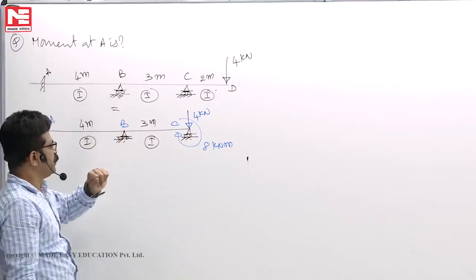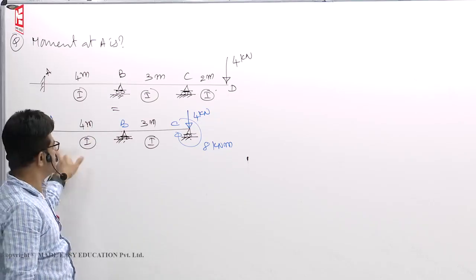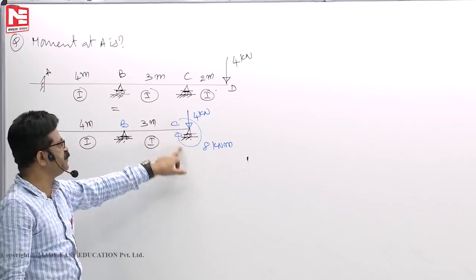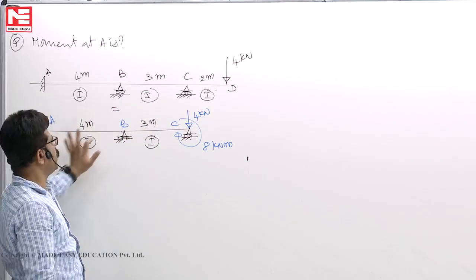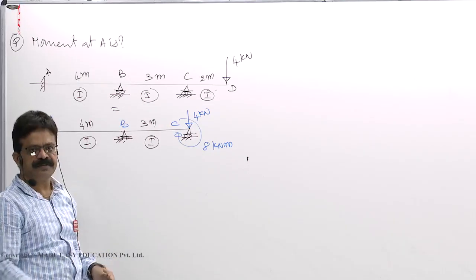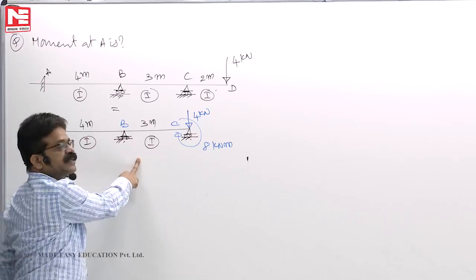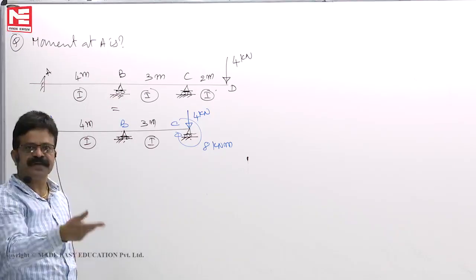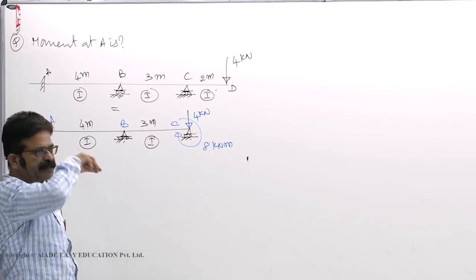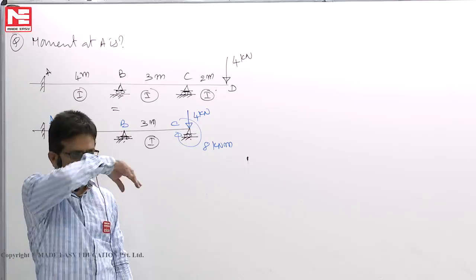Now, if you stand at B and look at A, the far end is fixed, 4 meters, I. Stand at B and look at C, the far end is hinged, 3 meters. So 4I, 3I, it's a hinge support, so 3 by 4 times I by 3, which means I by 4. I by 4. So the ratio is 0.5. At least one problem like this we expect you have done. That much working experience must be there.